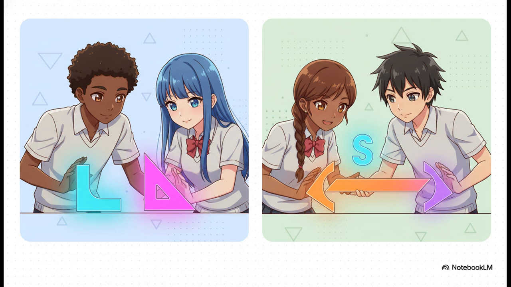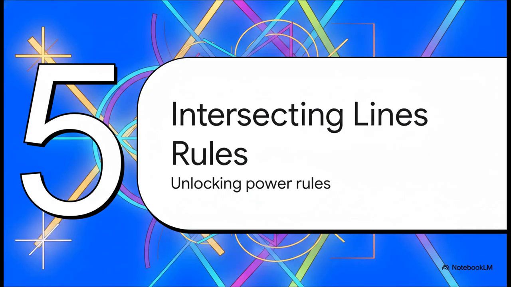So, here's the key difference, all on one slide. Complementary adds up to 90, supplementary adds up to 180. And here's a little trick to remember which is which. C comes before S in the alphabet, just like 90 comes before 180. Easy. Okay, now it's time to put it all together. By combining these ideas, we can unlock two of the most powerful and useful rules in all of geometry. These are rules that kick in anytime two lines cross each other.